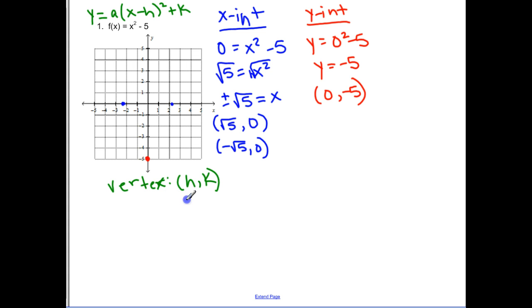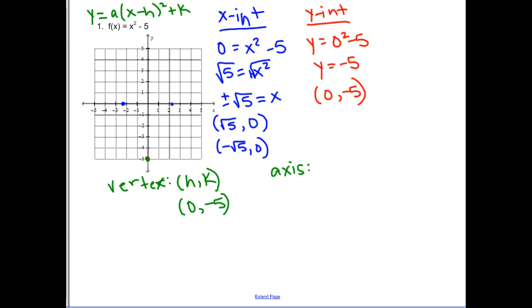So in this problem, the h is 0 because the x squared doesn't have a minus in the parentheses, and the k is the negative 5. So the vertex happens to also be the y-intercept for this problem.